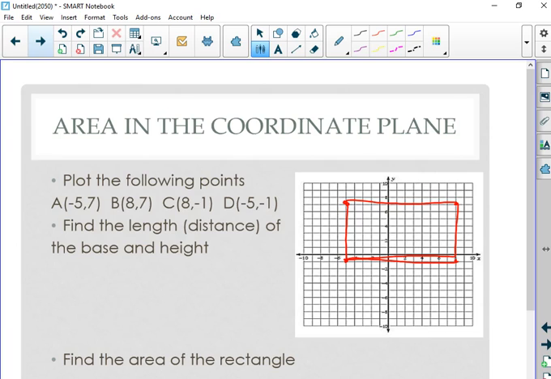Since all my lines are horizontal and vertical, I don't have to do the distance formula. I can just count. 1, 2, 3, 4, 5, 6, 7, 8, 9, 10, 11, 12, 13. So this is 13 and this is 13. 1, 2, 3, 4, 5, 6, 7, and 7. Now, if these lines were slanted, I'd have to use the distance formula, but there's no reason to do it otherwise. Area equals 7 times 13, which is 7 times 3 is 21, plus 70, 91 units squared.